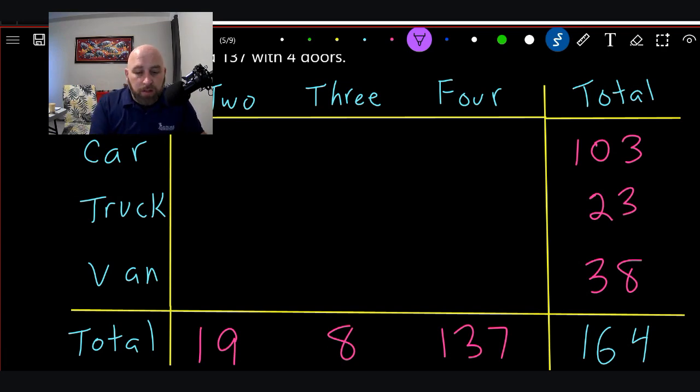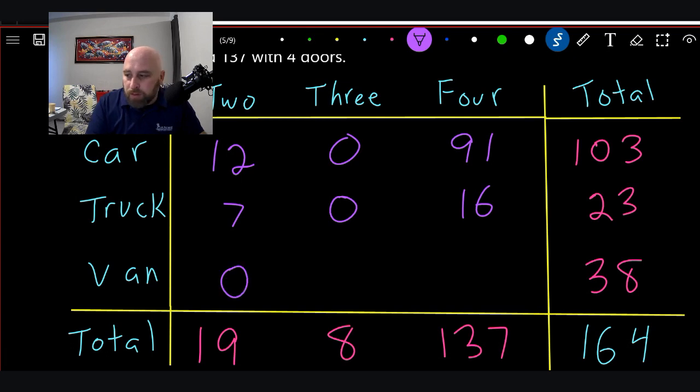So in this one, as we were walking through the parking lot, we were writing it down. We were writing down car 2 doors, car 3 doors, car 4 doors. So there were 12 with 2 doors, 0 with 3 doors, and 91 with 4 doors. With the trucks, there were 7 with 2 doors, 0 with 3 doors, and 16 with 4 doors. Minivans, there were 0 with 2 doors, 8 with 3 doors, and 30 with 4 doors. Okay? Now, let me show you what should happen now that we have all this information in.